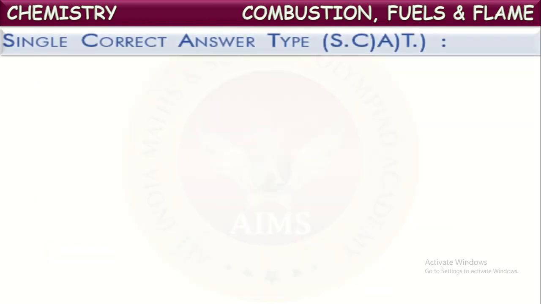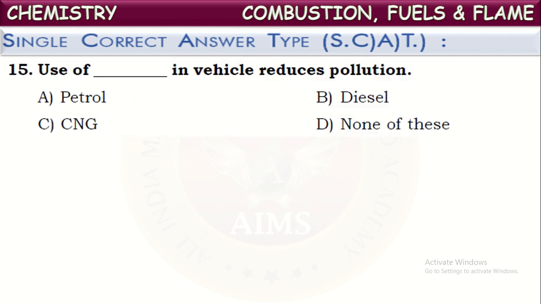Next one. Now let us see single correct answer type questions. First one among these: use of dash in vehicles reduces pollution. In the same way, just now we have seen the better fuel for domestic purposes. Here, for using vehicles also, there is one fuel which produces less pollution. That is CNG. We call this compressed natural gas.